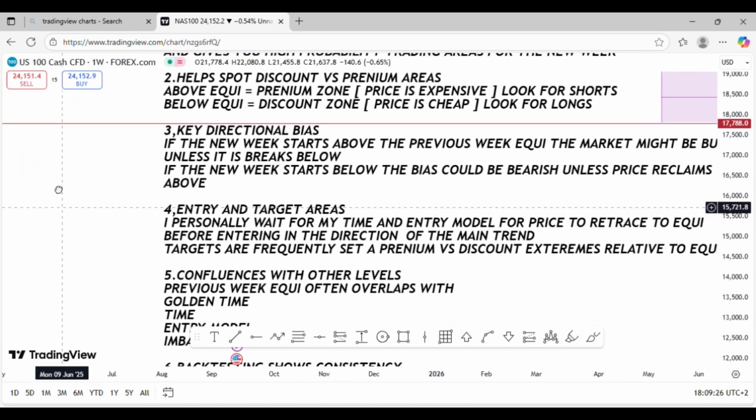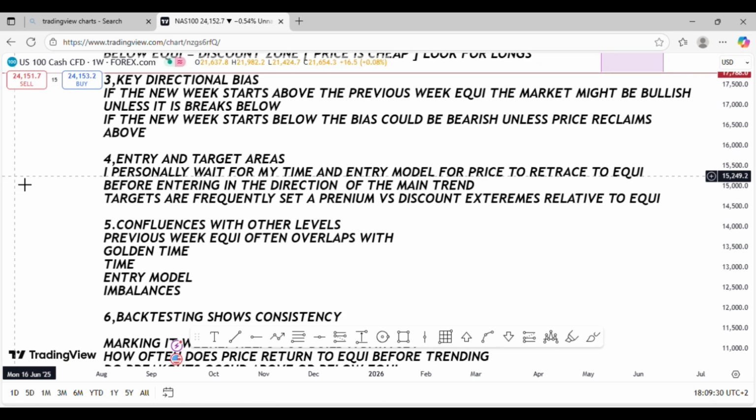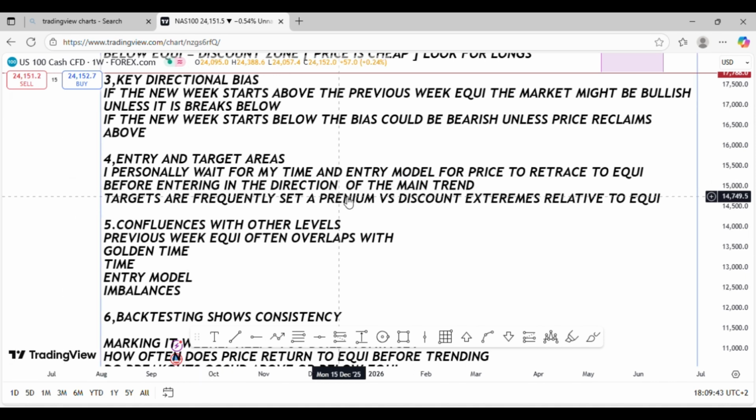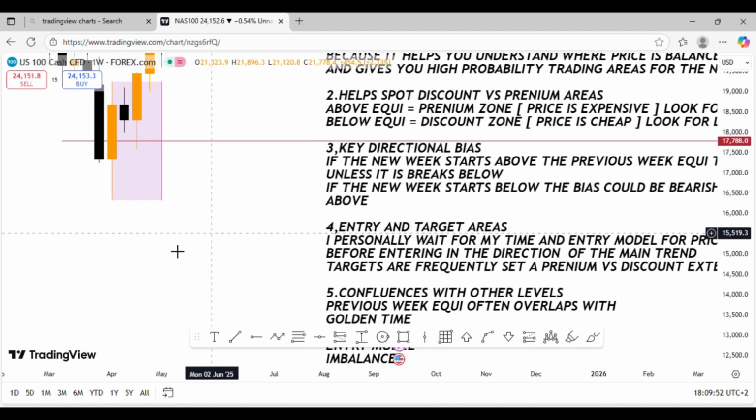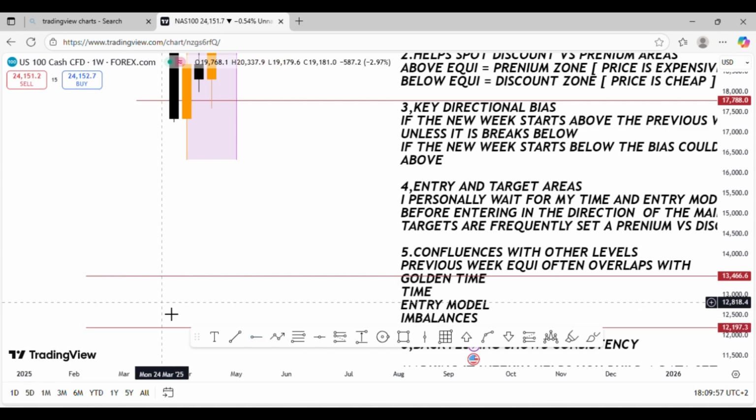You understand? Number 4, we have entry and target areas. I personally wait for my time in entry model for price to retrace to my equilibrium points before entering in the direction of the main trend. Targets are frequently set at premium or discount extremes relative to equilibrium. So each and every time, let's say, guys, you have your equilibrium point here and then you have your equilibrium point.